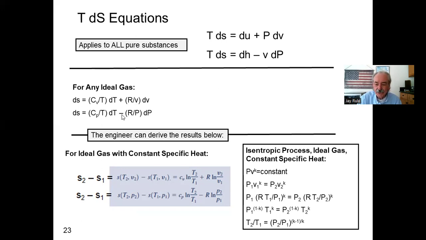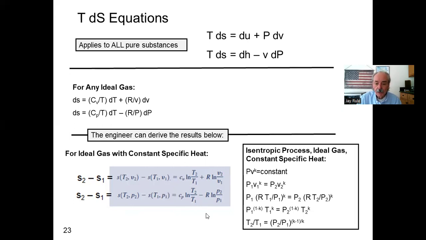If you have them, you can derive for any ideal gas this set of differential equations. And what do they lead to? Well, they lead to expressions for change in little s: little s2 minus little s1 equals this expression. And recognize that for constant specific heat, you can derive these simple relationships for little s2 minus little s1.